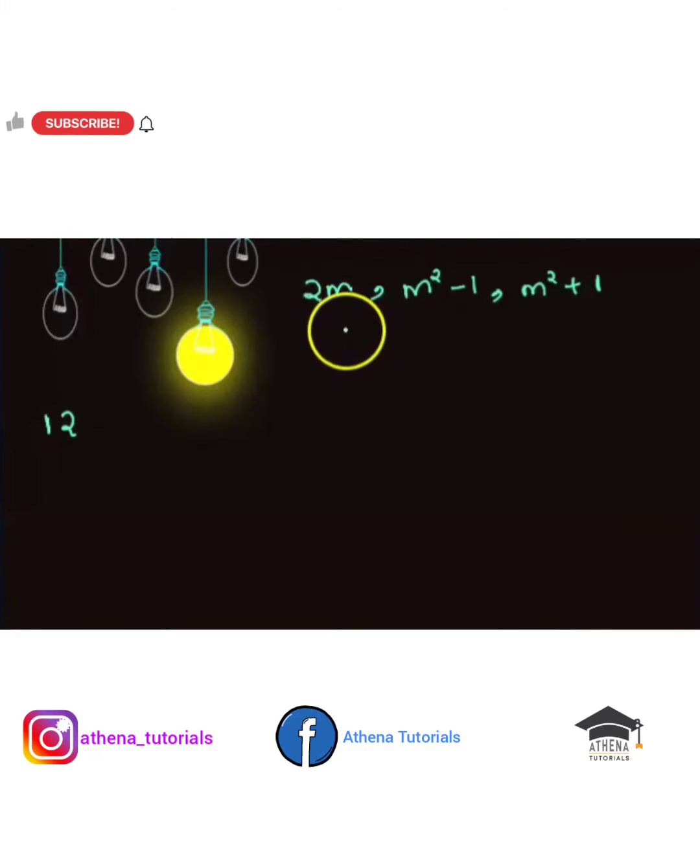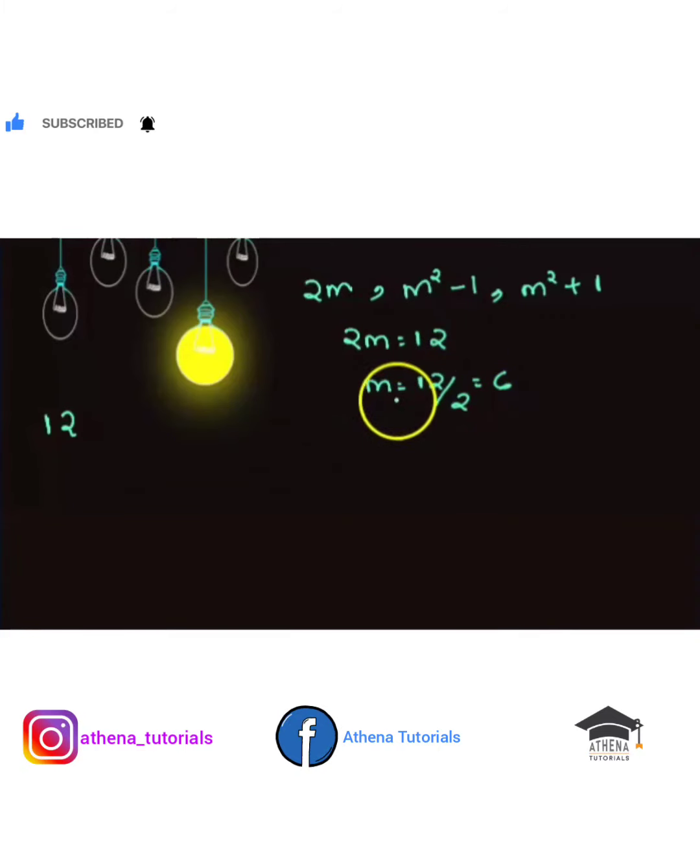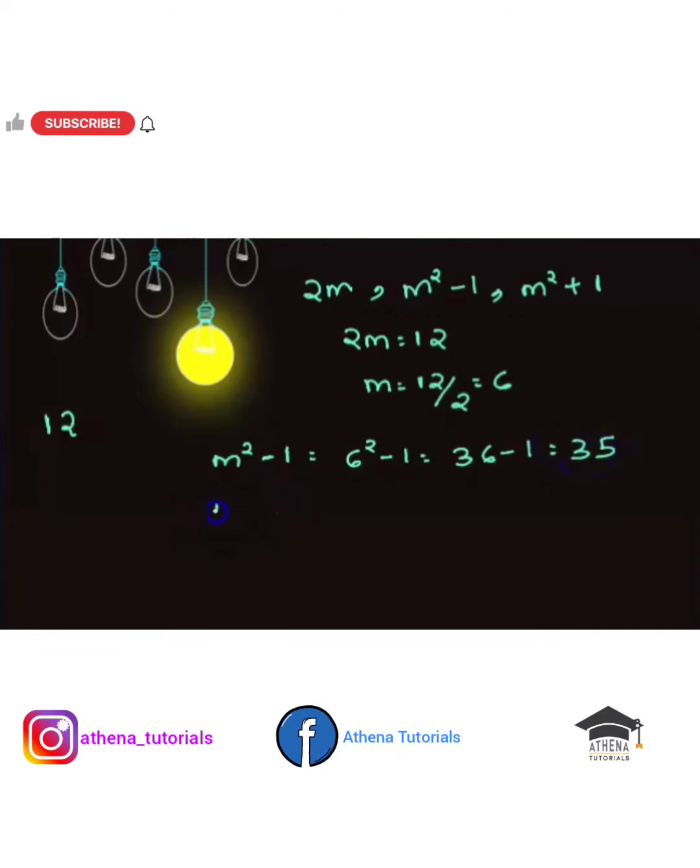So 2m is 12. So m will be equal to 12 by 2, which is 6. It's easy to find the other two numbers since we know the value of m. m square minus 1, that is 6 square minus 1, will be 36 minus 1, which is 35. And m square plus 1 is 6 square plus 1, that is 36 plus 1, which is 37.